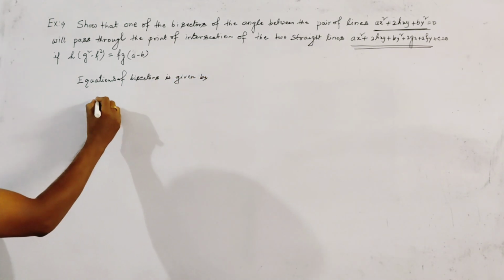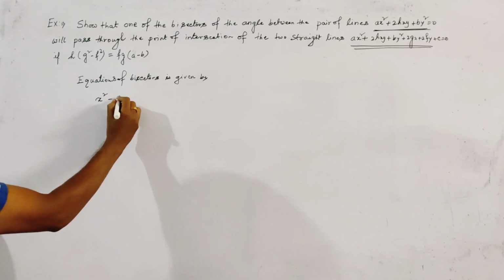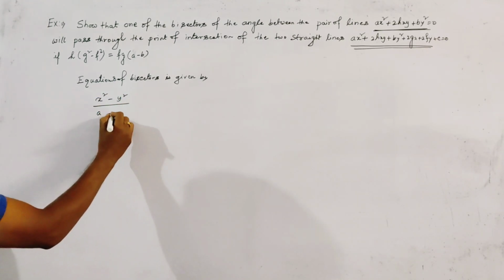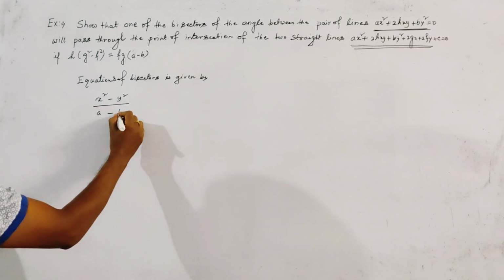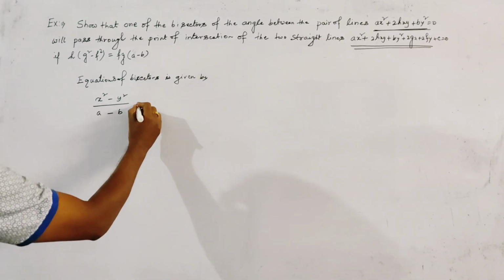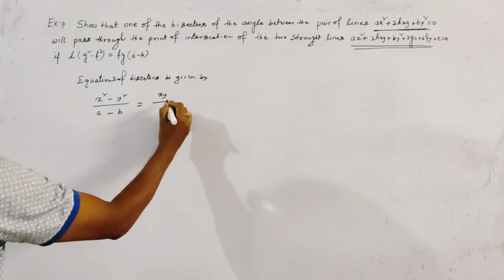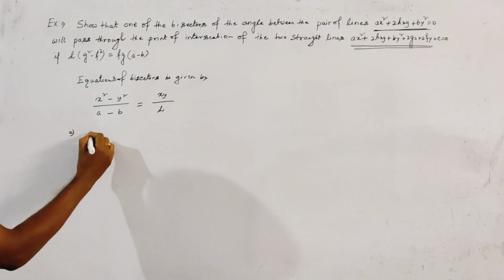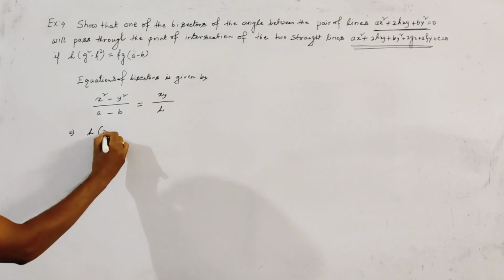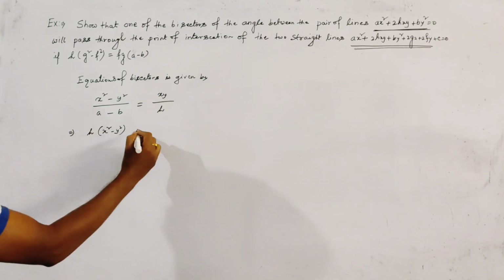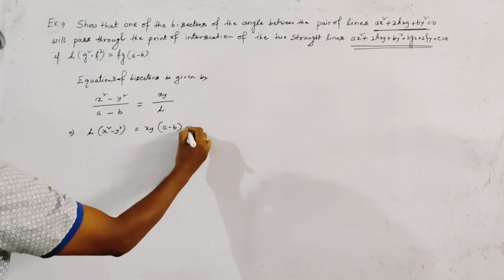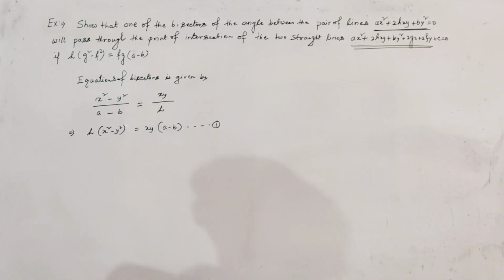We know that the equation of the bisector is (x squared minus y squared) by (the coefficient of x squared, which is a, minus the coefficient of y squared, which is b), and the right side is xy by h. We know this result, and this is given by h into (x squared minus y squared) equals xy into (a minus b). We name this relation number 1.